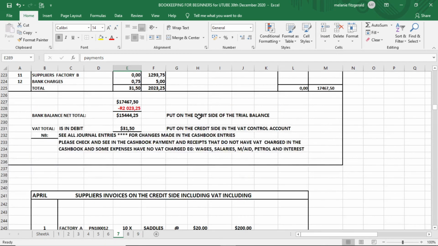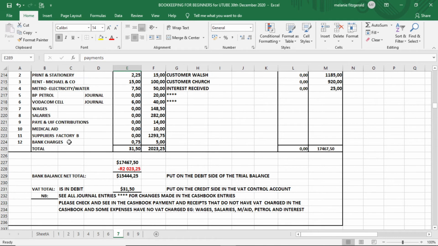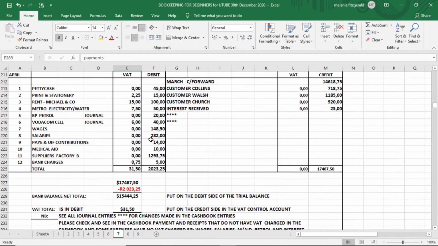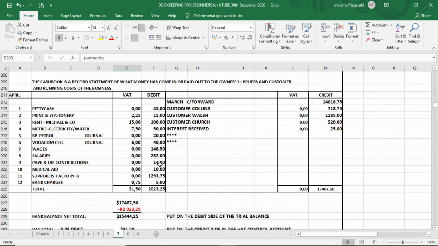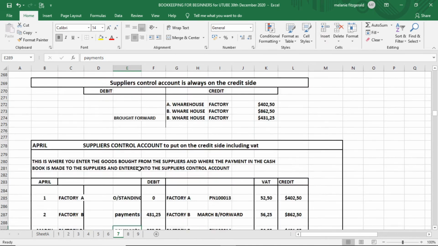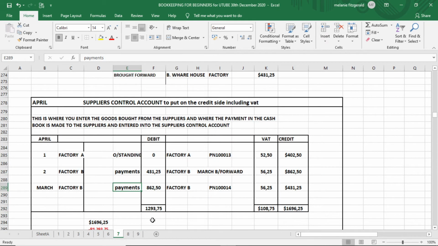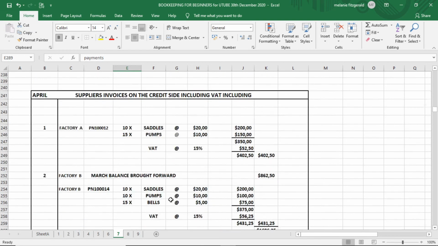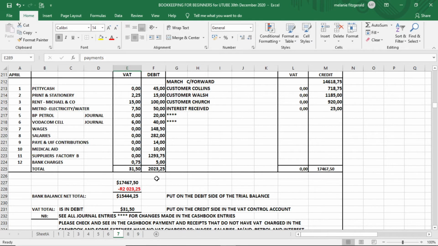Did you see that we paid supplier factory B $1,293.75? This is the amount we have now paid to factory B. Very important. So over here, that's the amount over there on the debit side. So that total amount is now paid. I'm just doing this over and over because you're learning this, and repetition is always good. Especially when you're learning accountancy, you can't just be told once, and you'll understand why.